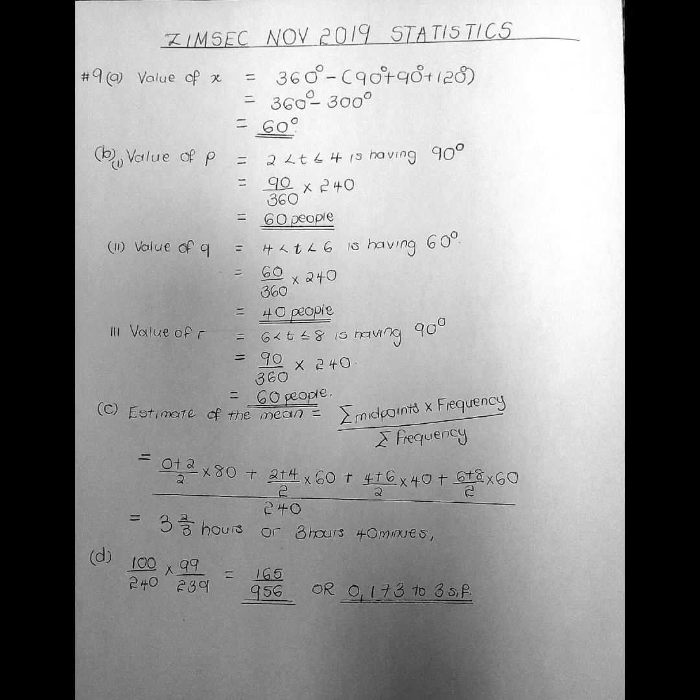90 plus 120 in order to get 60 degrees. Because for the time from 2 to 4, we have 90 degrees. 6 to 8, we have 90 degrees again. And then 0 to 2, we have 120. So we are going to say 360 minus 90 plus 90 plus 120 in order to get 60 degrees. So that is how we get the first mark.